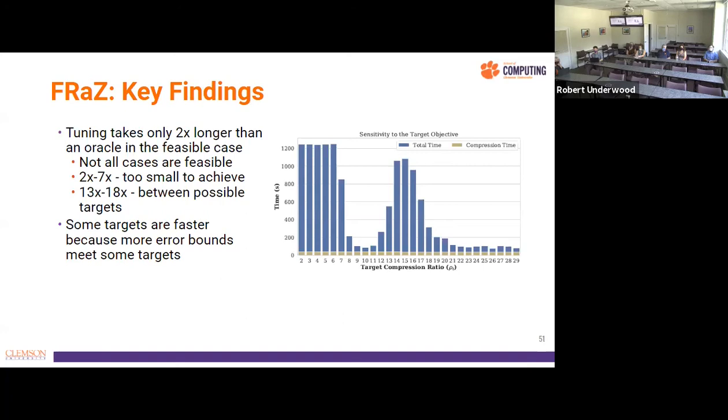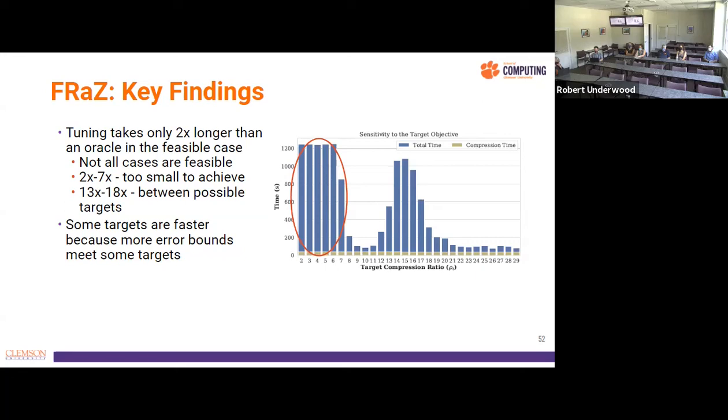So how long does this take overall? We found that tuning this process over an entire data set with many fields and time steps takes only 2 times longer than what an oracle that just knows the correct answer would take in the feasible case. So what do we here mean by feasible case? If we look at these points that I've circled now on the left, these are too small to be feasible. So why is that the case?